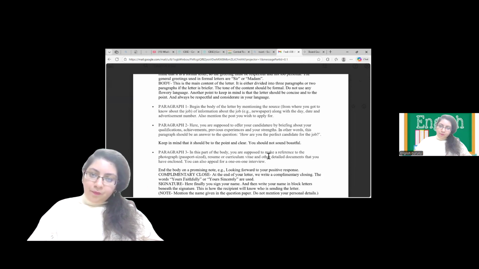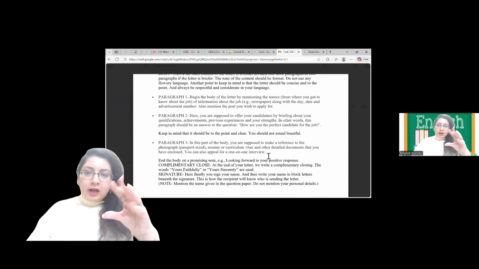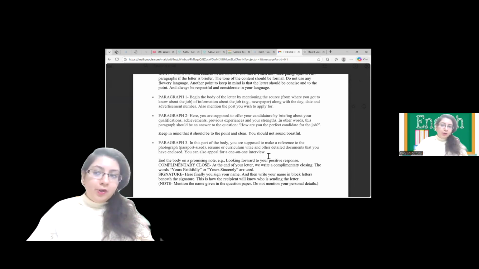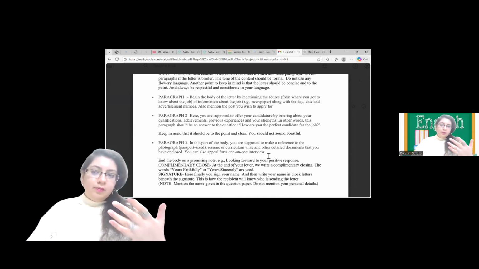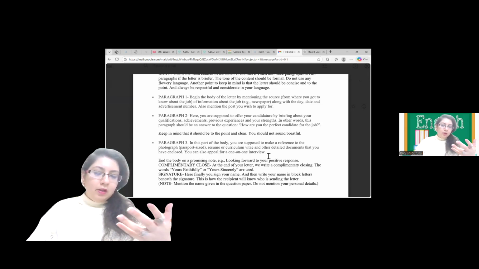Then paragraph 2. Here you are supposed to offer your candidature by briefing about your qualifications. What are your qualifications? From where did you do your schooling? From where did you do your graduation or masters, whatever qualification or achievements you have been able to make, right?